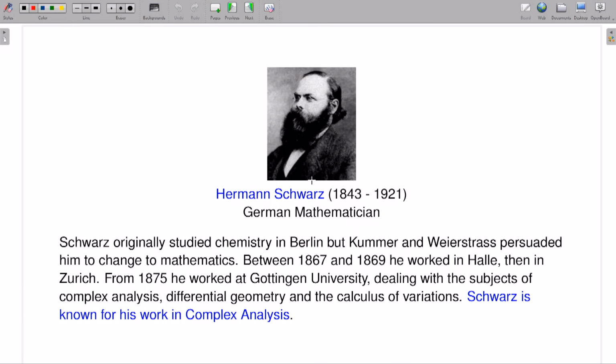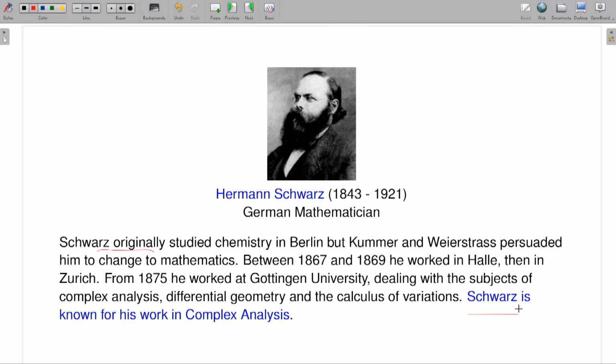So I'll start with the statement of Schwarz lemma and the proof as an application of the maximum modulus theorem. Before that, this is the famous mathematician Schwarz. He is a German mathematician. Originally he was a chemist, then he moved to mathematics. But he is an expert in many areas like complex analysis, differential geometry, calculus of variations. But in complex analysis, due to Schwarz lemma, he is very well known.